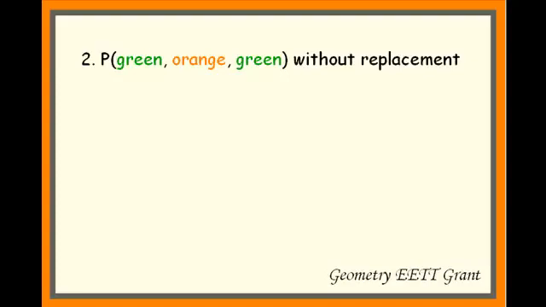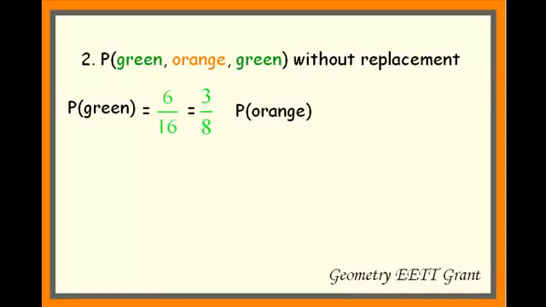So realize we'll have 16 the first time, then 1 less for the orange, and 1 less even still for the next green. How many green chips do we have? We have 6 of them. So 6 out of 16, which reduces to 3/8. So we've got the first green chip. Now what about the orange chip? This time we do not have 16 chips to choose from, because we got that green one and set it aside. So we only have 15 chips to choose from, but 2 of them are orange. So 2 out of 15, and that does not reduce.